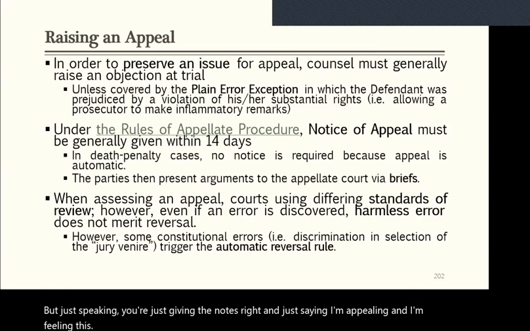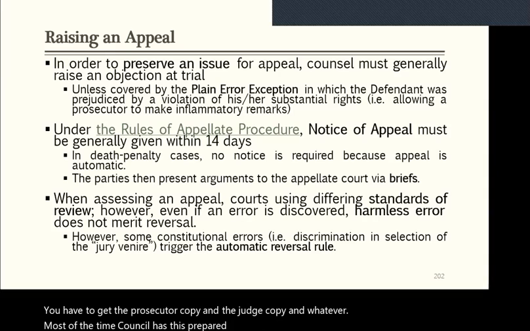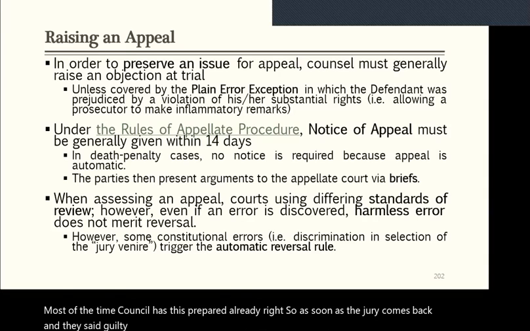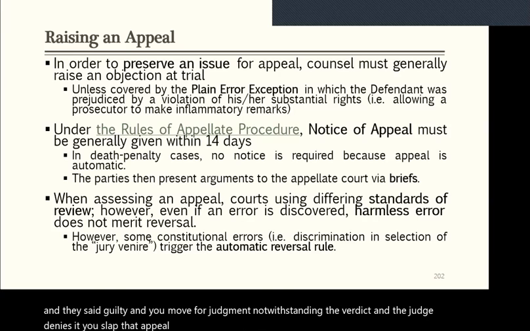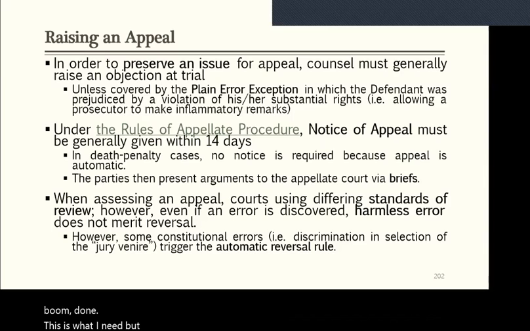Now, you have to give the prosecutor a copy and the judge a copy and whatever. Most of the time, counsel has this prepared already, right? So as soon as the jury comes back and they say guilty and you move for a judgment notwithstanding the verdict, and the judge denies it, you slap that appeal, you file that notice of appeal right then and there. Like the idea is, okay, boom, done. This is what I need to have said, right?